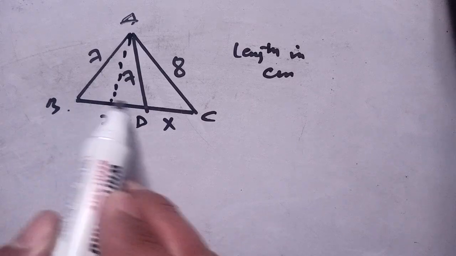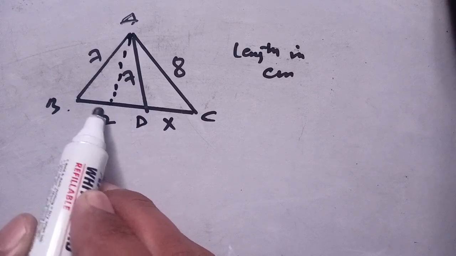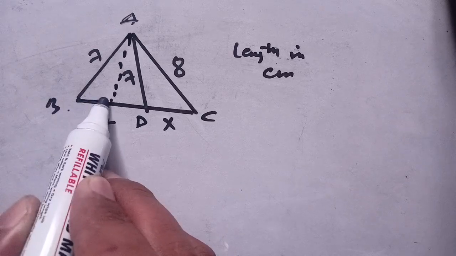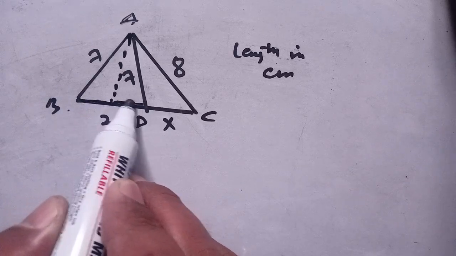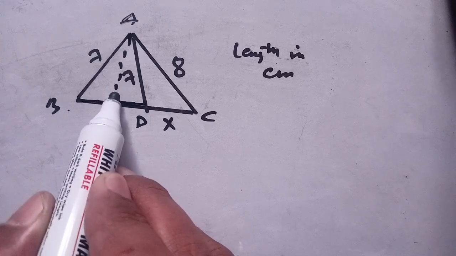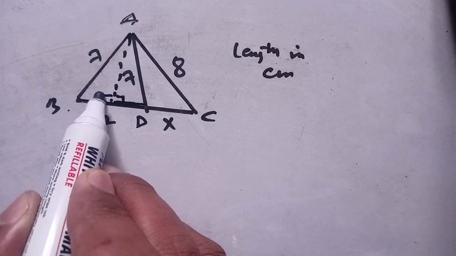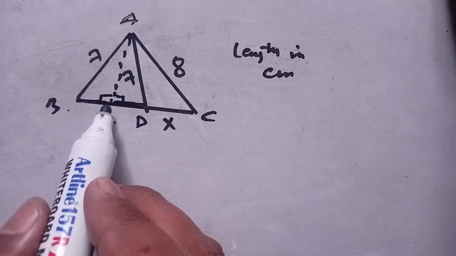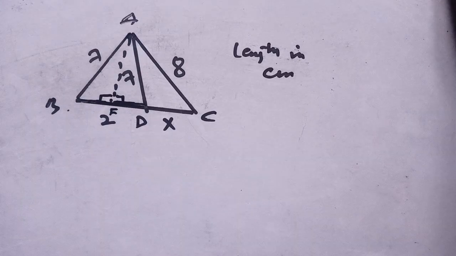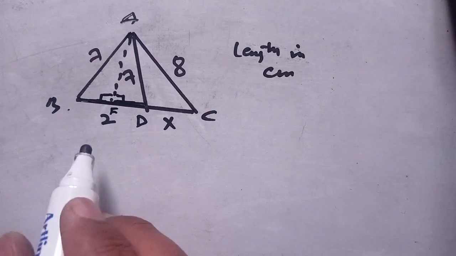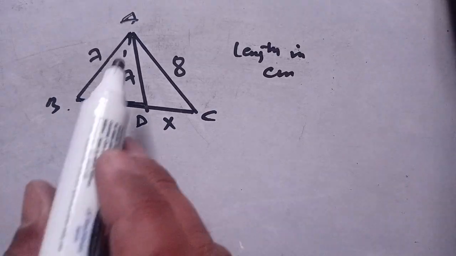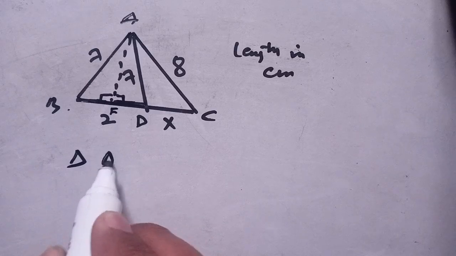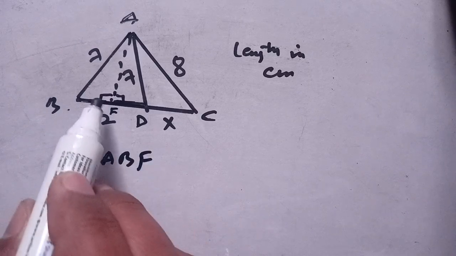Now the median divides BD into equal parts, which means that this length will become 1 centimeter and this length will also become 1 centimeter, and it makes a right triangle on both of its sides. Now, suppose that this point is F. Now, first of all, we take triangle ABF. It is a right triangle.